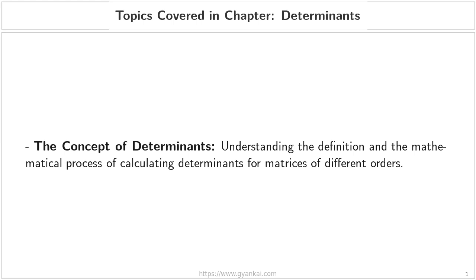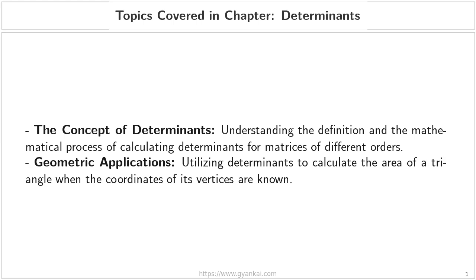In this chapter, we will follow a structured roadmap to master this essential mathematical topic. We will begin with the fundamental concept of determinants, focusing on their definition and the step-by-step process of calculating them for matrices of various orders. From there, we will explore their geometric applications, specifically how to use determinants to calculate the area of a triangle when its vertex coordinates are known.